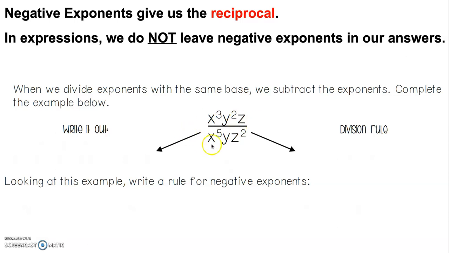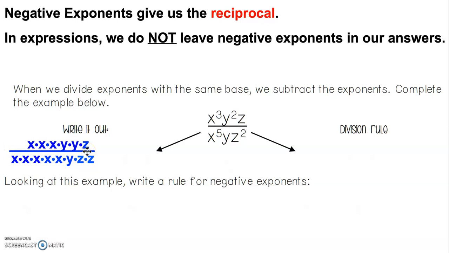So we have to really figure out how to manipulate those negative exponents and where we should write them. So we're going to take a look at this example here, x cubed y squared z over x to the 5th y z squared. First, we're going to take a look at the expanded form when we write it out. So this is what this would look like. We have x cubed y squared z, all written out in expanded form, over x to the 5th times y times z squared. So all of those are expanded out.